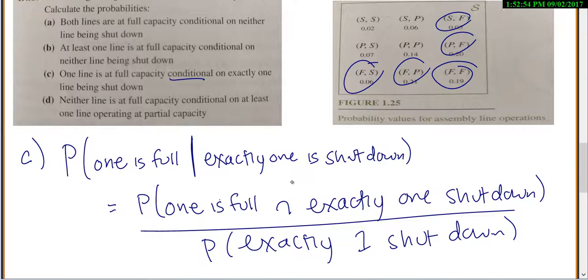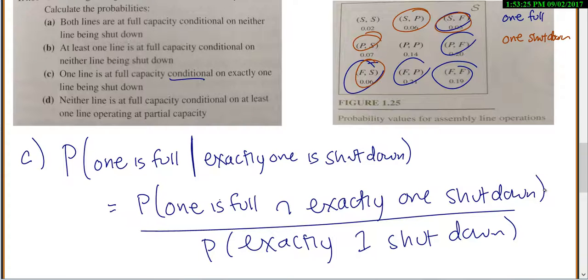Now let's switch to red and find exactly one is shut down. That wouldn't be this first one of SS because we want exactly one. So here, here, here, here, and I think that's it, right? So that's one shut down.